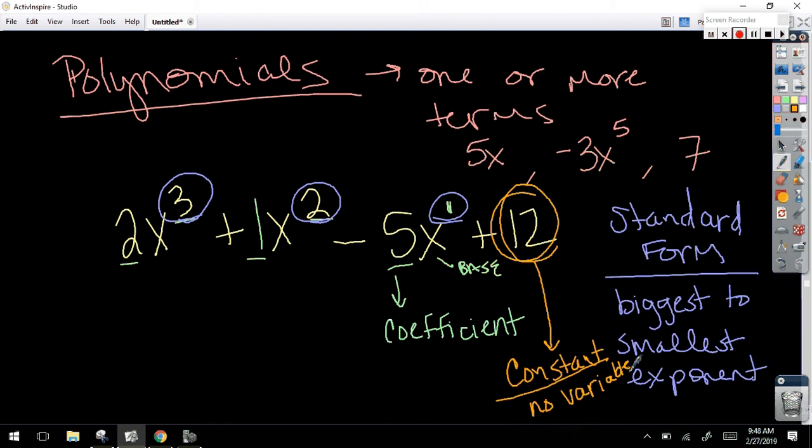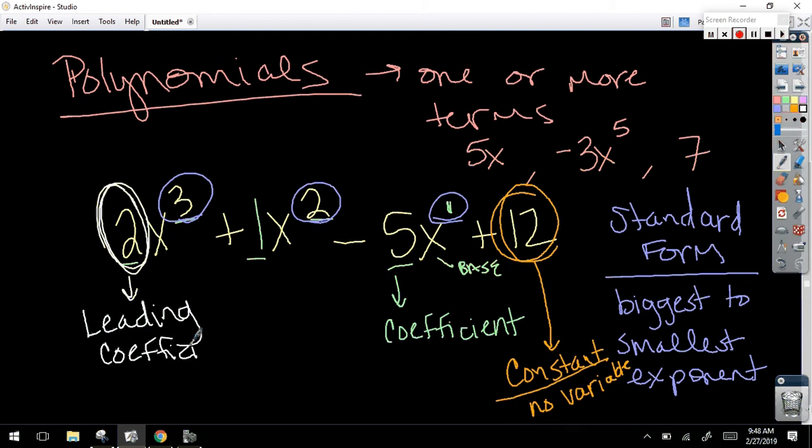Now, when it's in standard form, the very first coefficient is very special. It's called not just a coefficient, but the leading coefficient. And it's called the leading coefficient because it leads the equation when it's in standard form. Does that make sense why we would call it that? Okay. But it has to be in standard form. So we're going to practice putting some in standard form first and identifying these parts before we move on to what we're actually doing today.